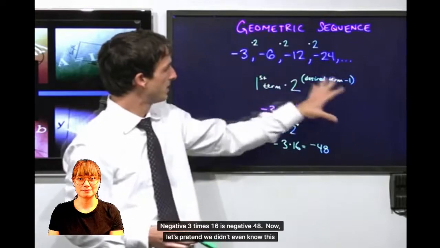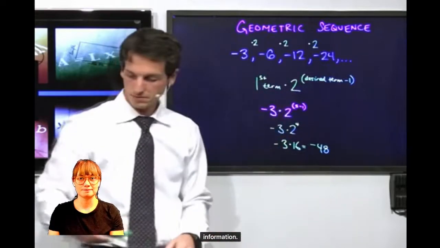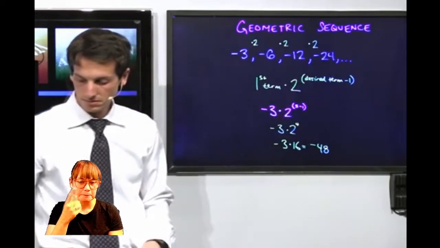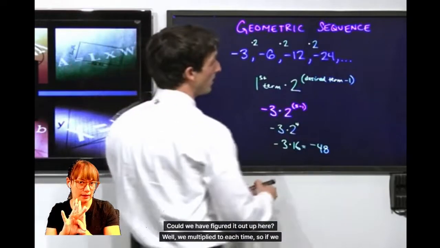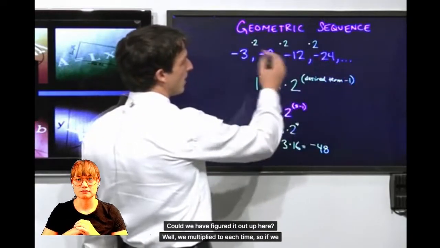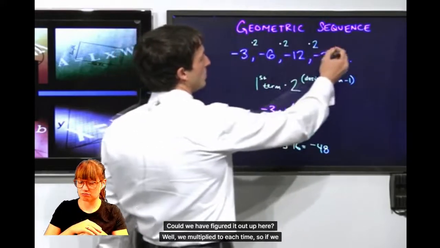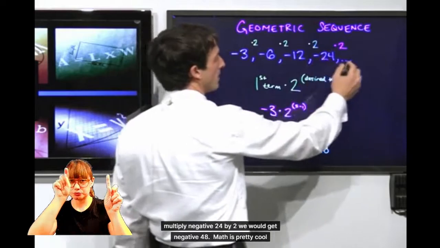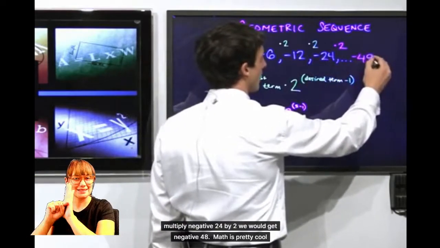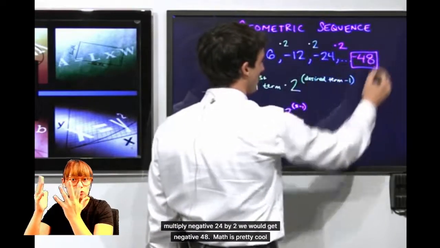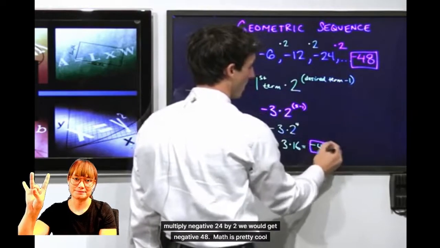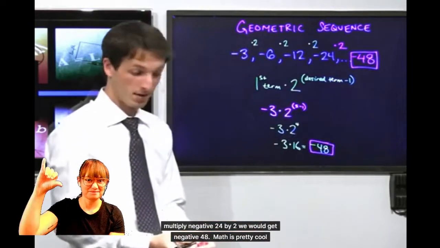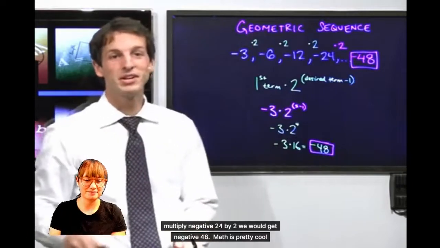Now let's pretend we didn't even know this information. Could we have figured it out up here? Well, we multiply by 2 each time. So if we multiply -24 by 2, we get -48. Math is pretty cool sometimes.